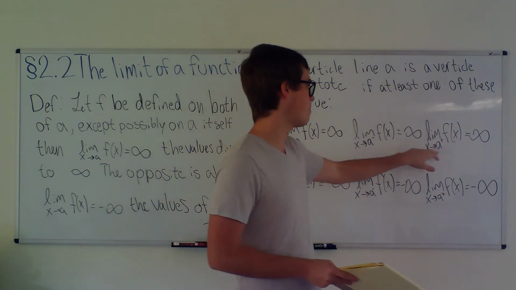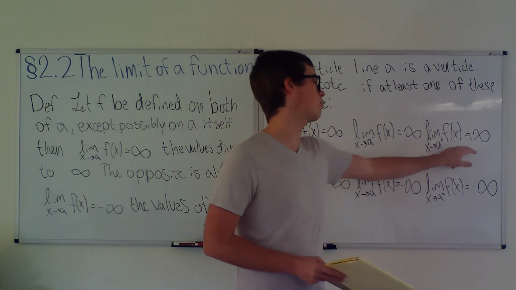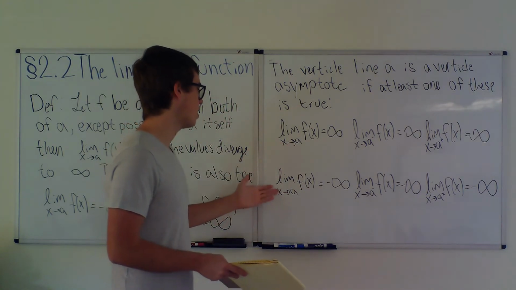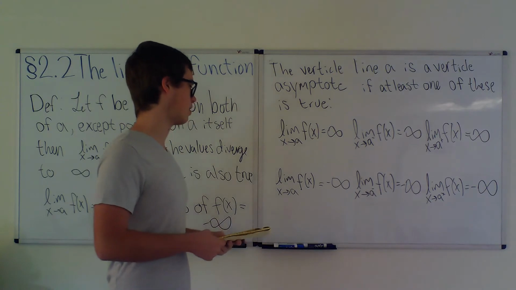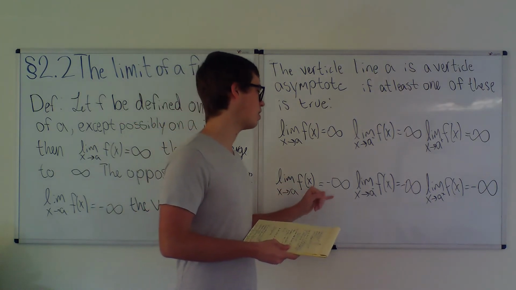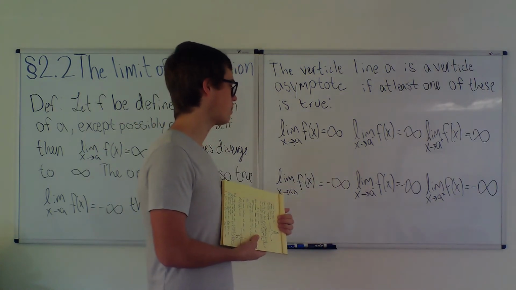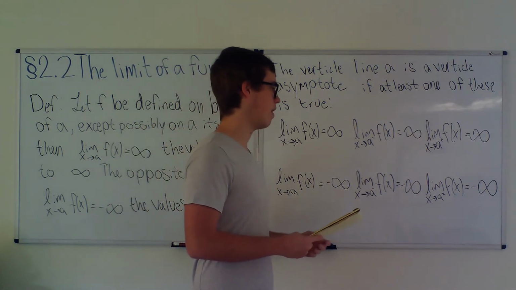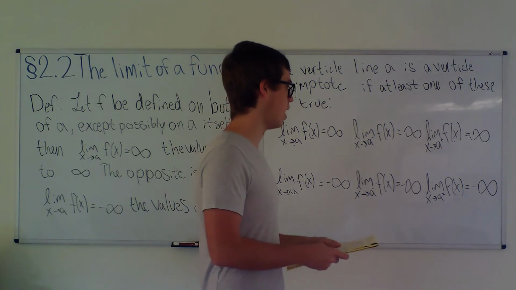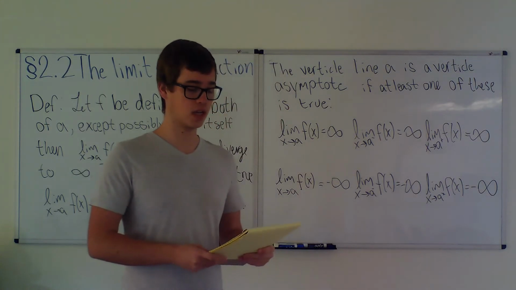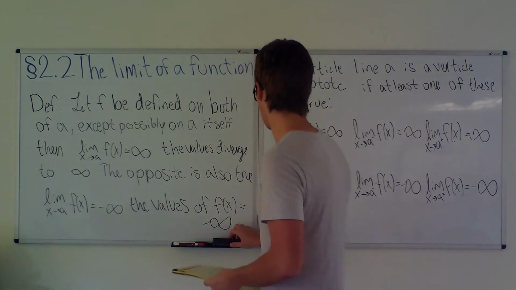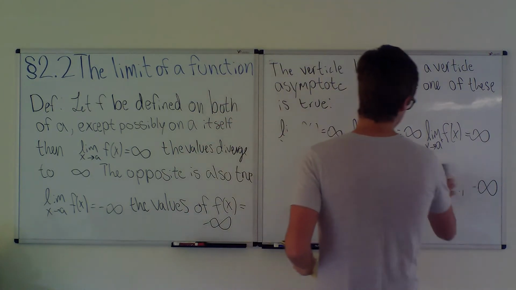The limit of f of x as x approaches a from the right equals infinity. And the negatives of those three statements: the limit of f of x as x approaches a equals negative infinity, the limit of f of x as x approaches a from the left equals negative infinity, the limit of f of x as x approaches a from the right equals negative infinity. And so those are the definitions for an infinite limit.